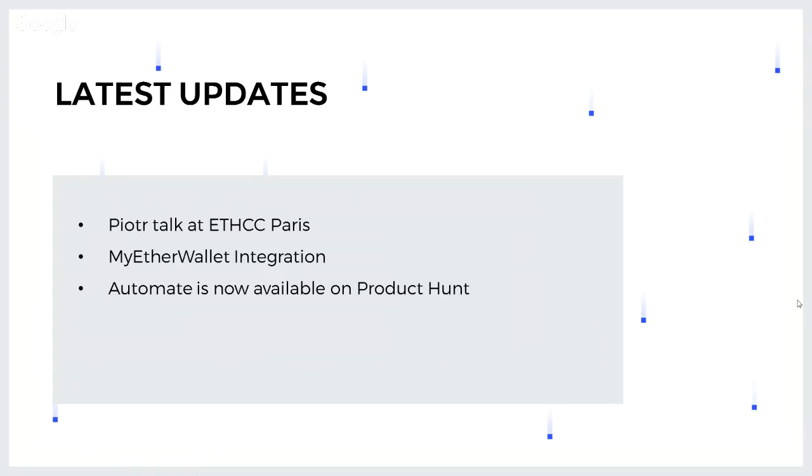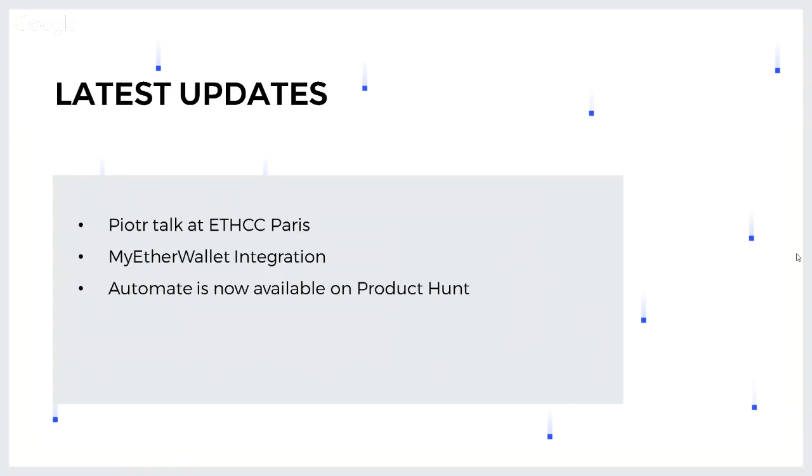Regarding the updates, first one is Automate is now available on Product Hunt. This website is where developers expose their newly created products so everyone can test and share and comment on how it works. We would like very much to thank the Product Hunt team for having us there, our tech displayed on their resources. This is a really great step for us.